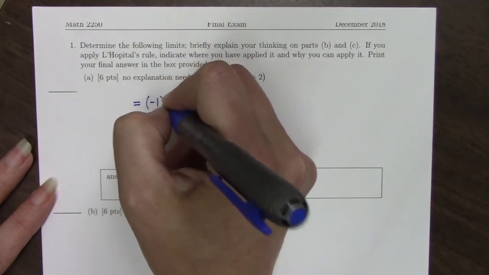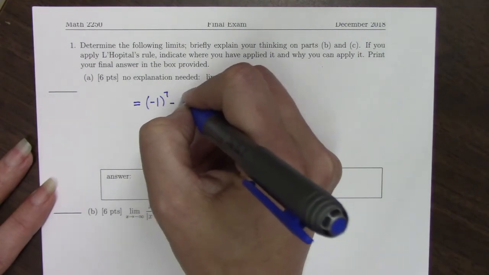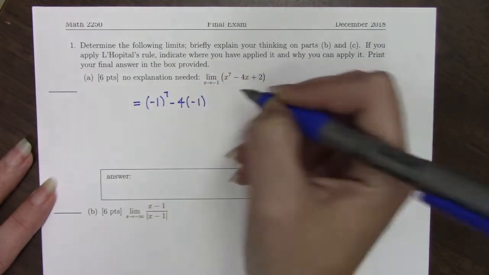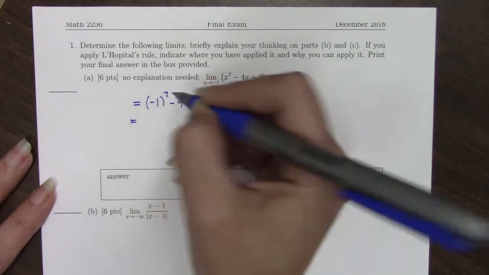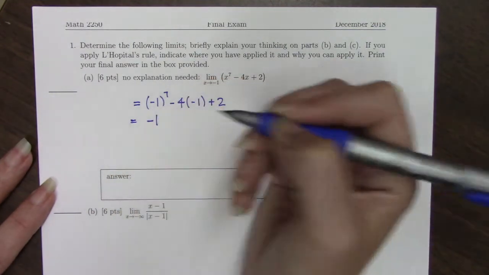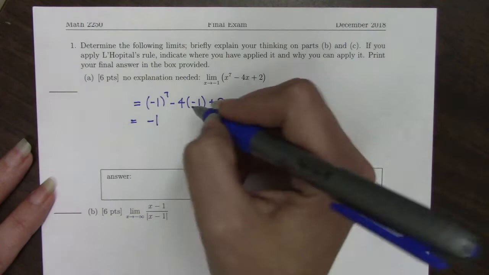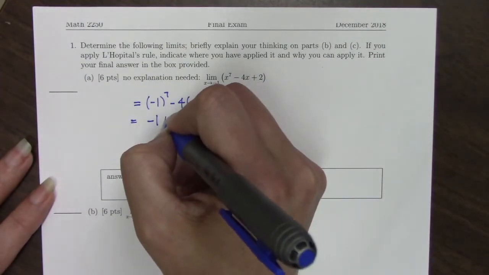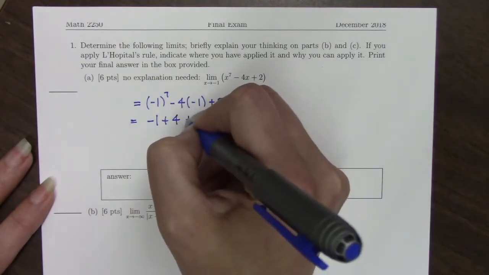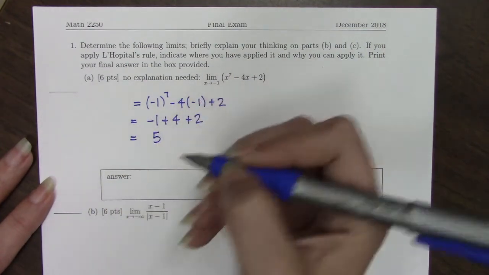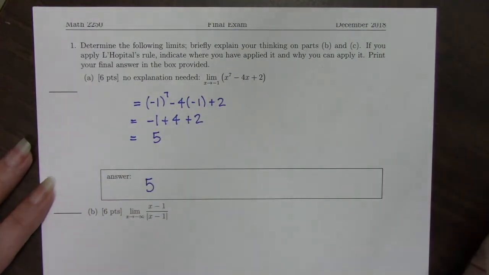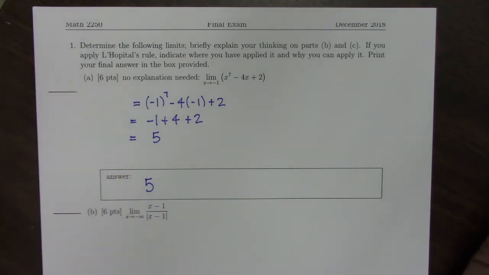So -1 to the 7th minus 4 times -1 plus 2. A negative number raised to an odd power is going to come back as a negative number, so it's just -1. -4 times -1 is +4 plus 2, and this works out to be 5. So our final answer is 5. And if the box is there on the problem, don't forget to put that as your final answer.